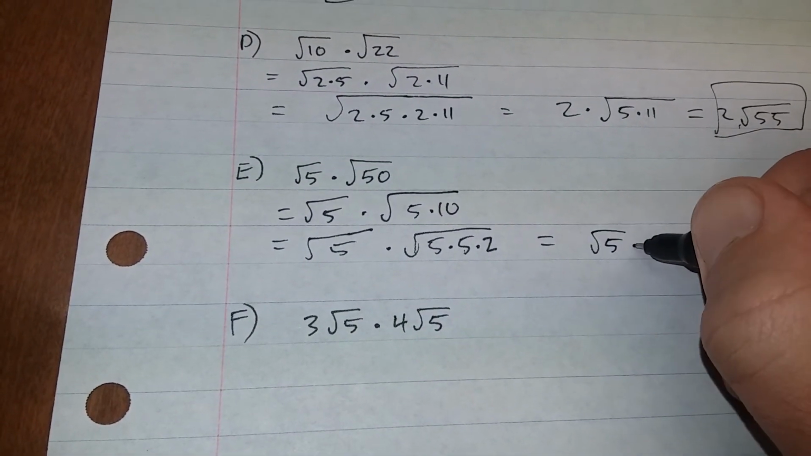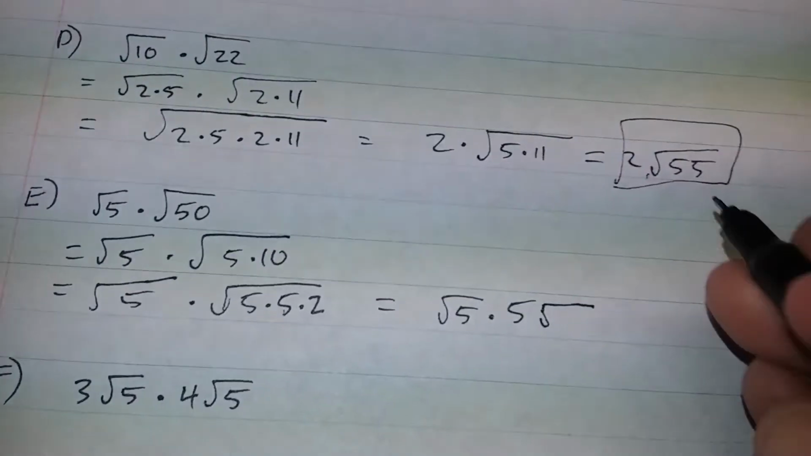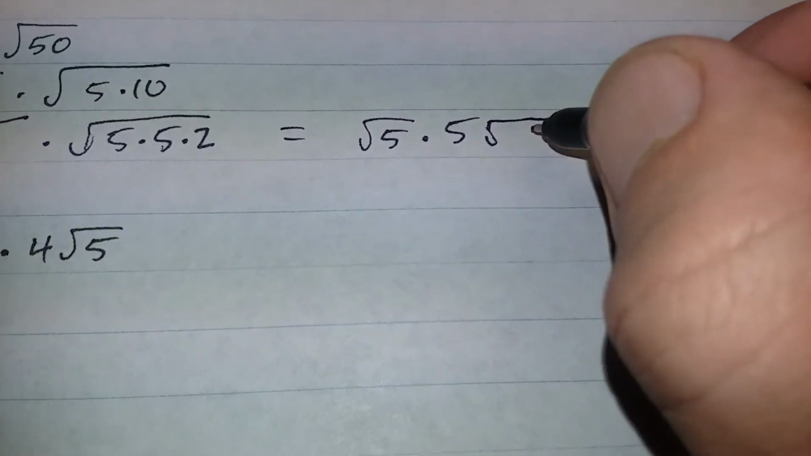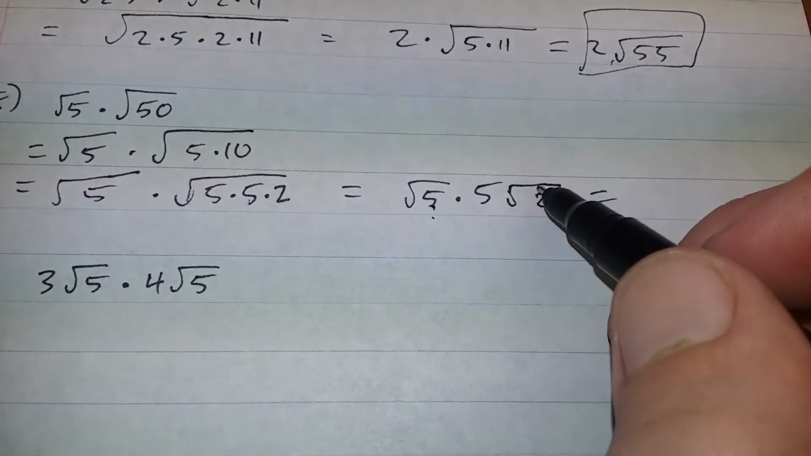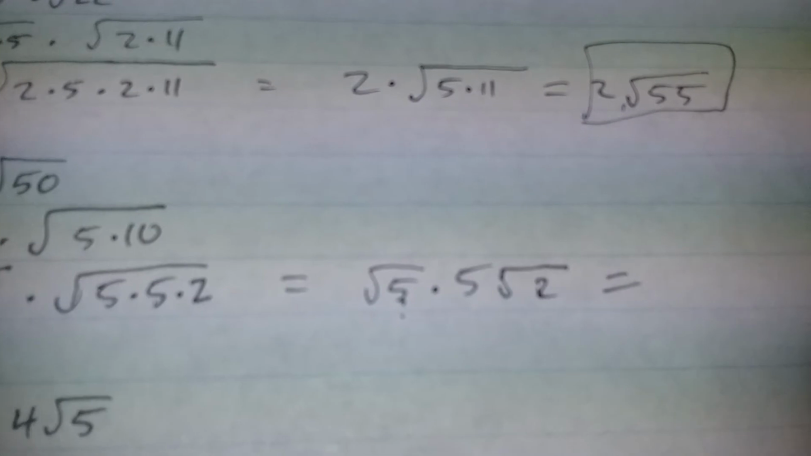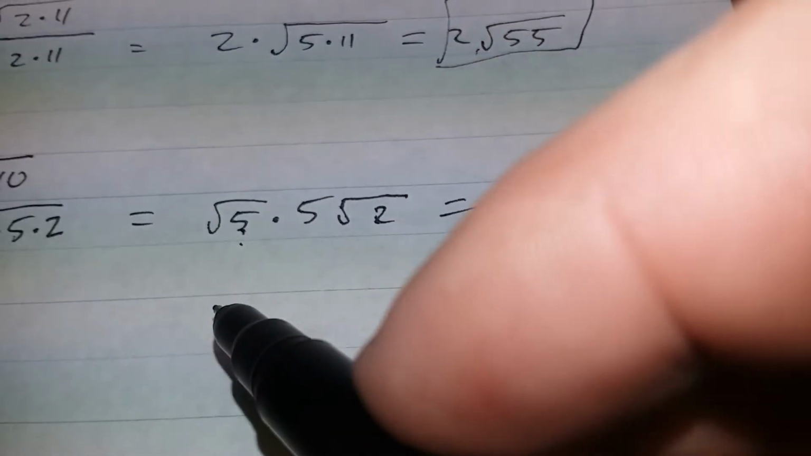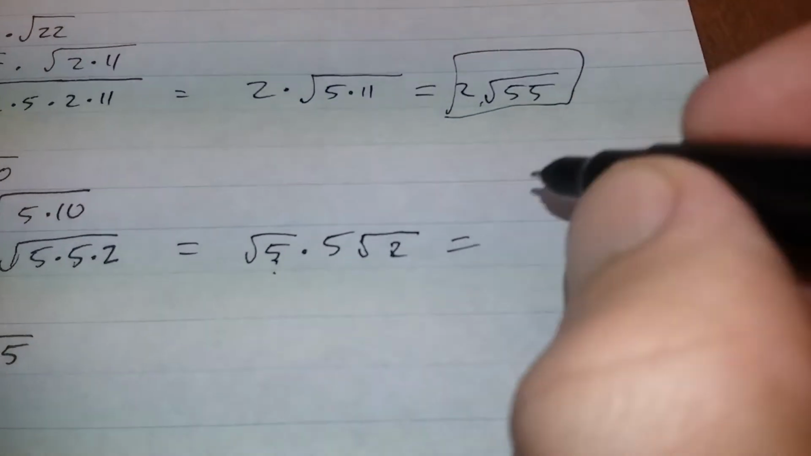We have the square root of 5 times 5 root 2. This square root of 5 times this square root of 2 is 10. So we have 5 root 10 as an answer. 5 root 10, because we do the square root of 5 times the square root of 2, that is the square root of 10. This 5 stays out front.